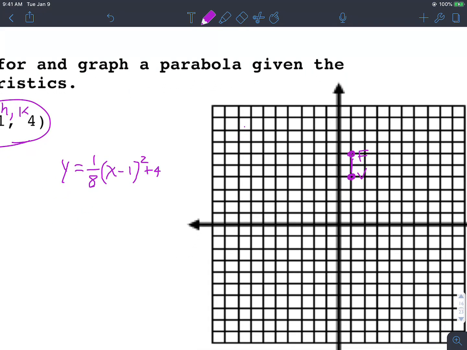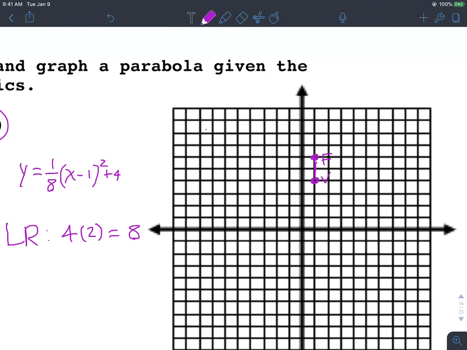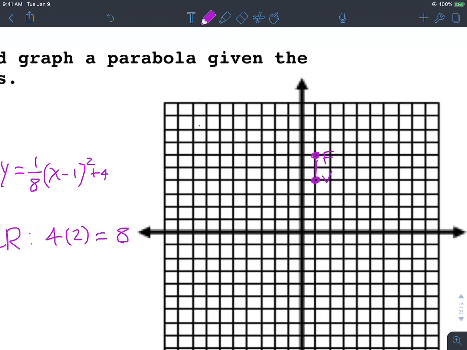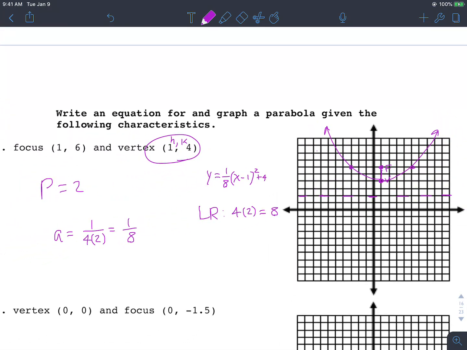And just so I have everything else, I'm going to go ahead and do my LR and practice my graphing here. So I'll go 4 times the p-value, 4 times 2, or 8. And notice that's a reciprocal of my a value, so we know we're doing it right. And that's 8 units, that's 4 on each side. So 4 to the left and 4 to the right. Oh, I think I miscounted that. And then you can sketch the rest of your graph. You can get your directrix, which should be 2 units down below. And then there's your graph that matches right there. But really, they only asked for the equation, so I kind of went above and beyond.